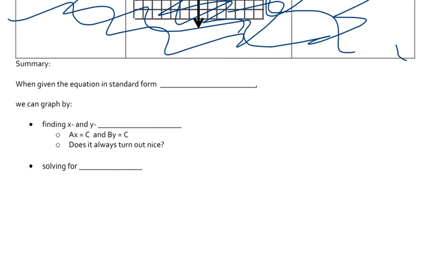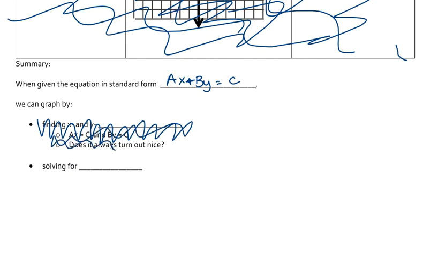When given an equation, standard form looks like ax plus by equals c. Okay, remember that x and that y are on the same side, and then just a number on the other side. We can graph by, cross that out, that's stupid. Okay, solving for y equals mx plus b. And remember, m is the slope, and b is the y-intercept.